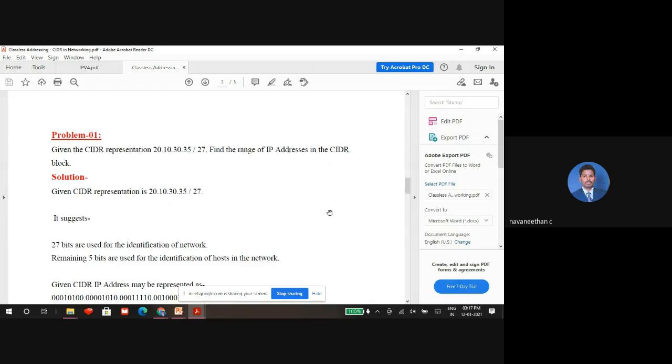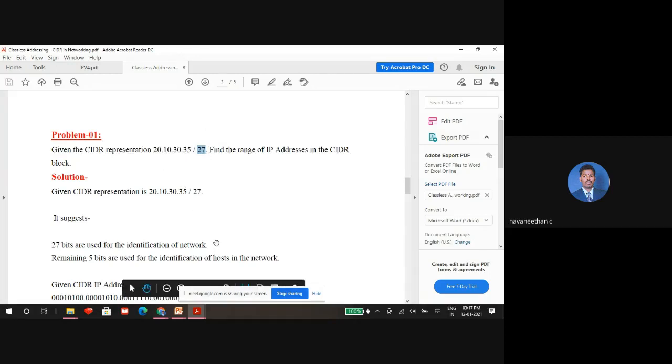What is the size? Total size is 32. 32 minus 27, what could be the remaining size? I mean, remaining bits. So remaining we have only 5 bits. Those 5 bits are used for identification of the host. Clear? Total size is 32, 32 minus 27 is 5. To identify the remaining hosts for this corresponding IP address, we are going for this.